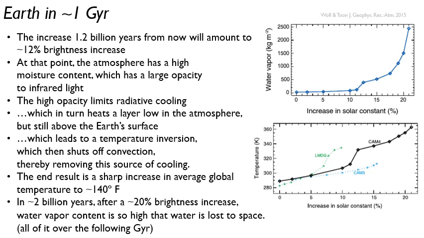Once about 2 billion years from now, the sun's brightness will have increased about 20%. At this point, the water vapor content is so high that you have a bunch of water being lost to space. So a huge amount of your water content is up in the atmosphere, and that can escape some of it. And over about 1 billion years, we lose actually all the water to space.